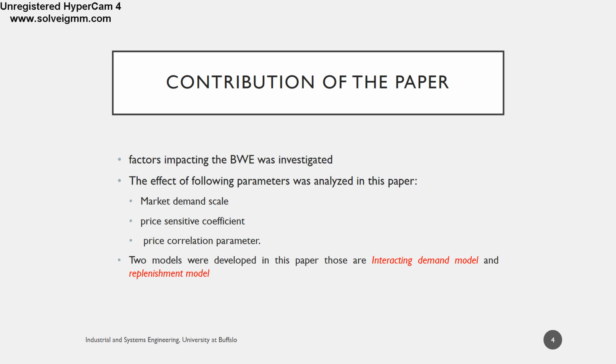The contribution of the paper is that the different factors impacting the BWE were investigated, and the effect of the following parameters was analyzed. Two models were developed in the paper: the interacting demand model and the replenishment model, based on order up to inventory and the MMSE forecasting technique.